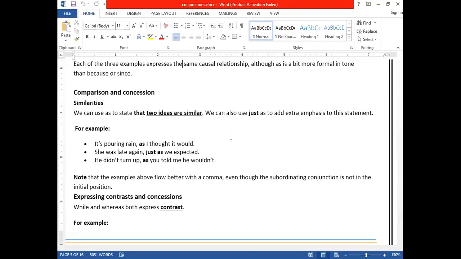So as can be used for cause, clear, and it can also be used for comparison, clear, for similarities. When there are similarities, like for example, it rained as I thought it would. Like I was thinking it will rain like this. So both ideas are same. For example, the second one, she was late again, just as we expected.